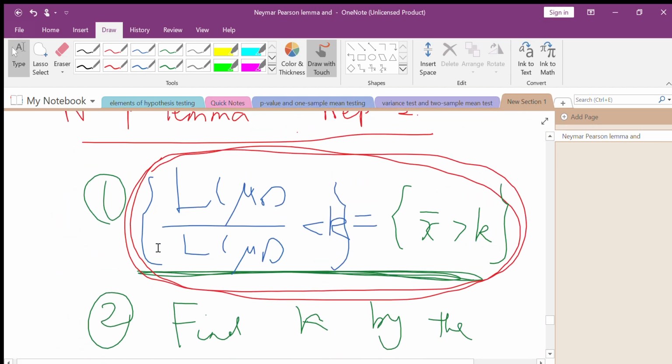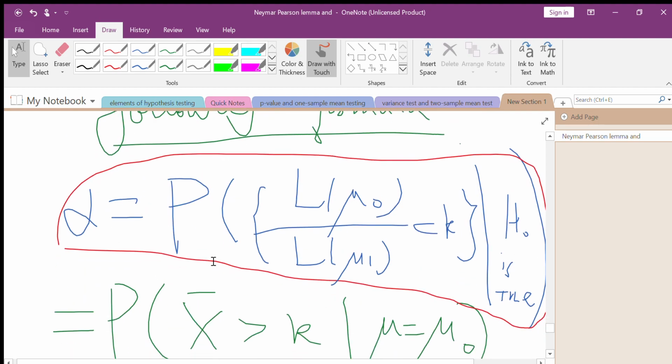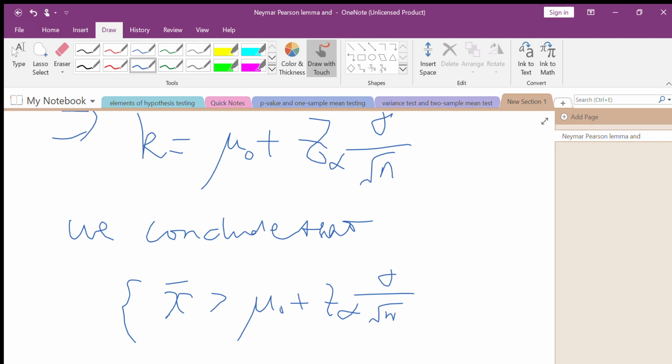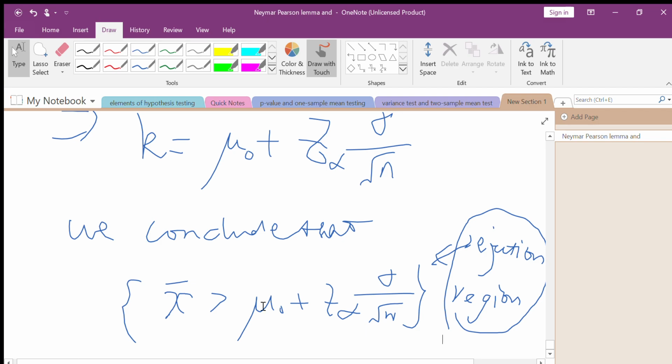So rejection region is what? So small x bar greater than k. K is mu 0 plus z alpha sigma divided by square root of n. This is the rejection region. Such decision rule. Rejection region means if x bar is greater than this, then we reject H null. Otherwise, we do not reject H null. So this is what rejection region means.